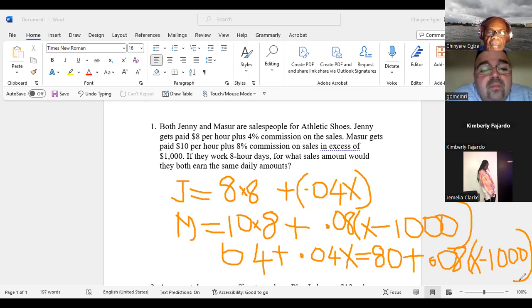And the sales amount is x. You don't know what it is, so you call it x. The question is explicit: what sales amount? So the sales amount is x. And if somebody's going to get a commission of 4% on the sales amount, then they're going to get 0.04x.